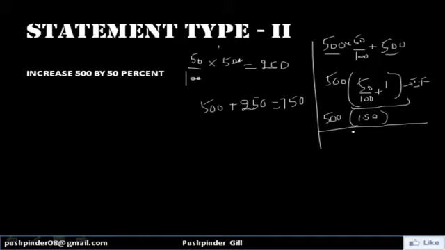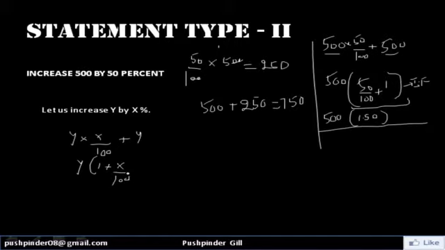Now let me just generalize what I did here. Let's increase y by x%. First of all, I calculate x% of y, and then I add it to y. So every time I'm going to get this number over here, and this is going to give me the new amount of y after increasing it by x%. So this is my integrating factor. Whenever I have to increase anything by x%, I simply multiply that number by 1 plus x by 100.